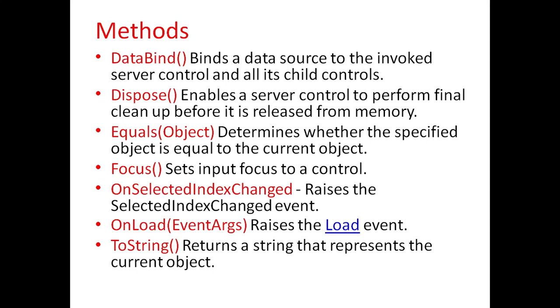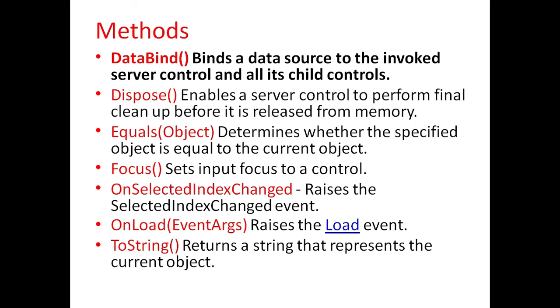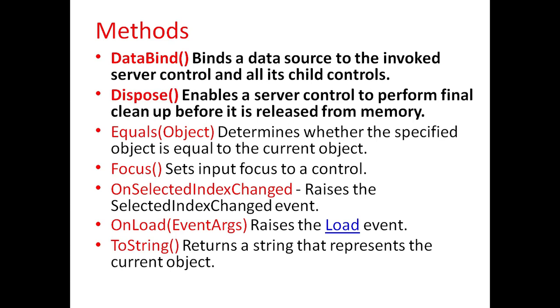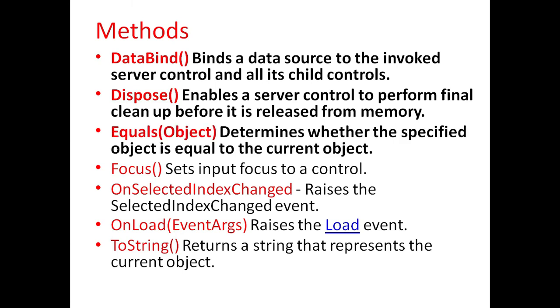Different methods for radio button list controls are: data bind, which binds a data source to the invoked server control and all its child controls. Dispose method enables a server control to perform final cleanup before it is released from the memory. Equals method determines whether the specified object is equal to the current object. Focus method is used to set the focus to a control.